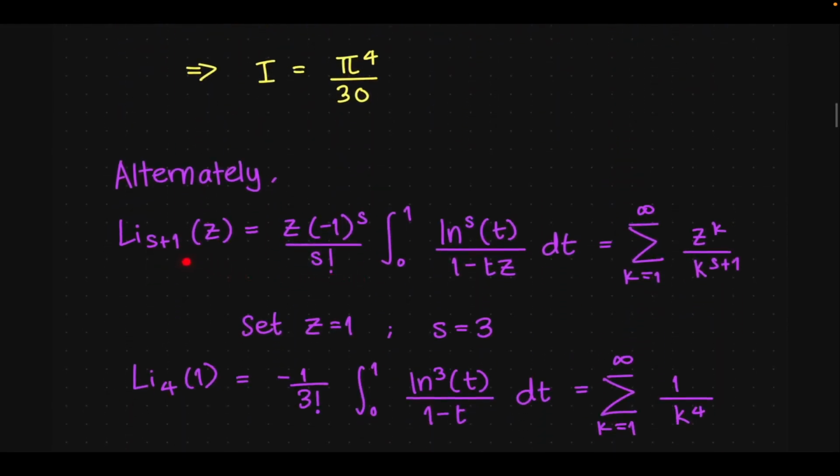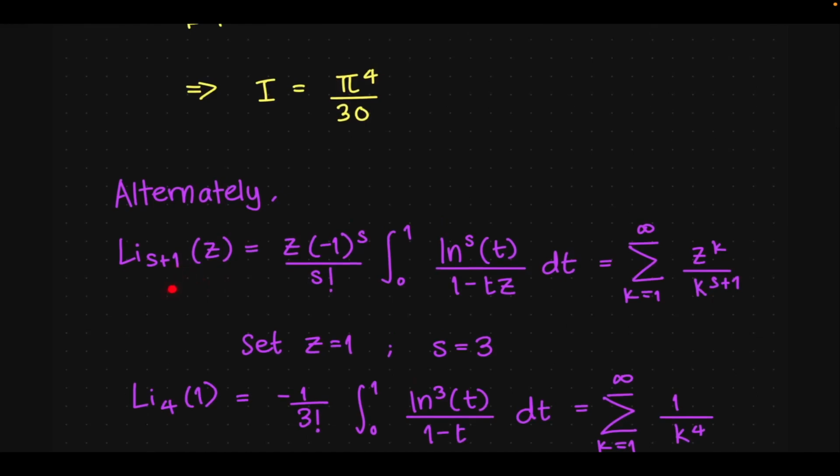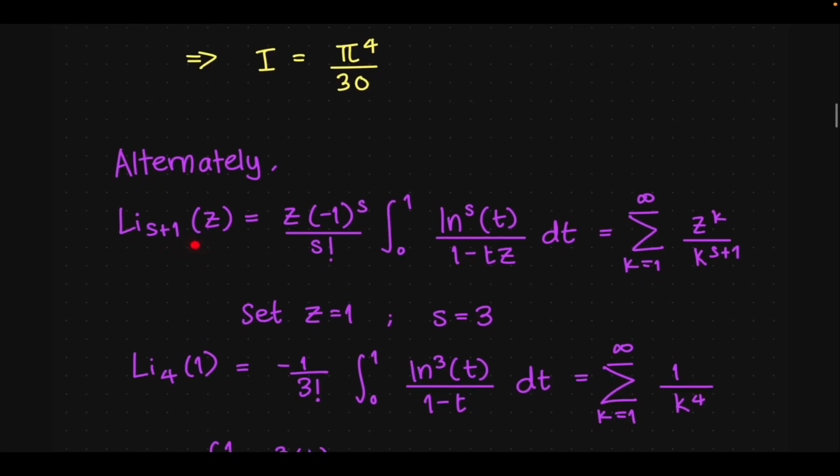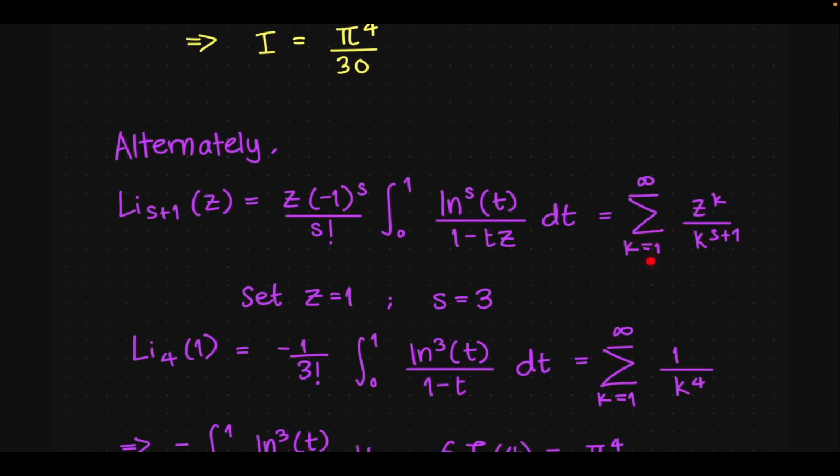We use this identity involving a polylogarithm. So polylog of s plus 1 of z is z times minus 1 to the s over s factorial times the integral from 0 to 1 of ln to the s of t over 1 minus tz dt. The proof of why this becomes the polylog is you can do the geometric series expansion of this 1 over 1 minus tz term, and you will recover the infinite sum representation of the polylogarithm of s plus 1 evaluated at z, which is just the sum from k equals 1 to infinity of z to the k over k to the s plus 1.